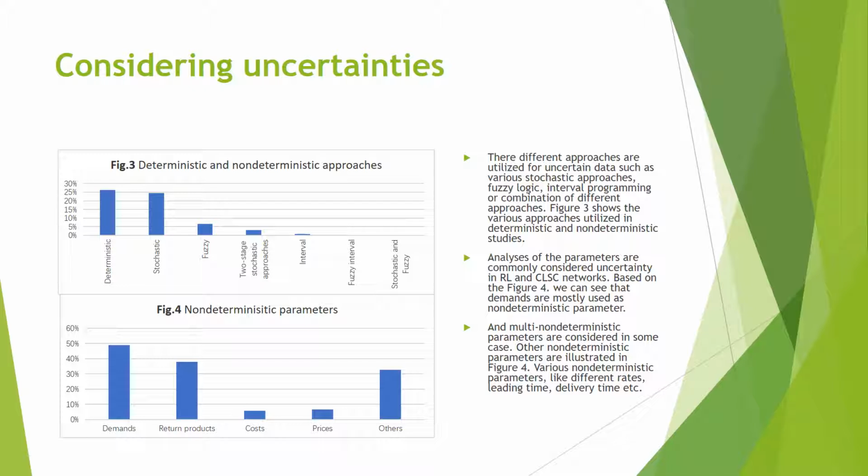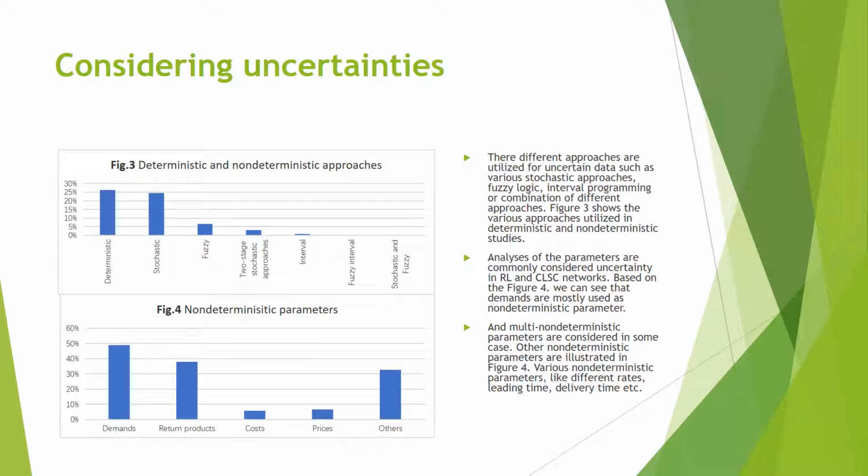Here we will let you know how we consider the uncertainties. Actually, there are different approaches utilized for uncertain data, such as various stochastic approaches, fuzzy logic, interval programming, or a combination of different approaches. Figure 3 shows the various approaches utilized in deterministic and non-deterministic studies. And then, we analyze which parameters are commonly considered uncertain in reverse loop and closed loop supply chain networks.